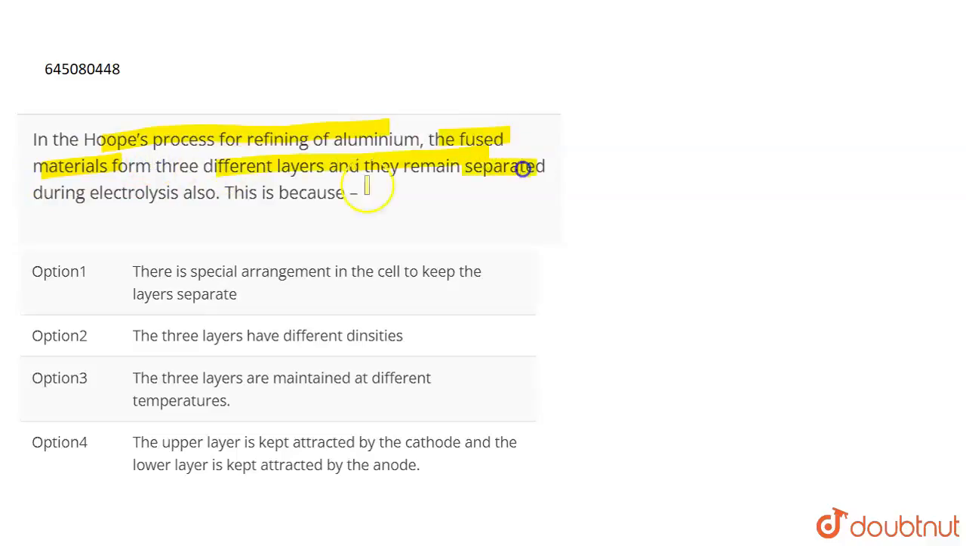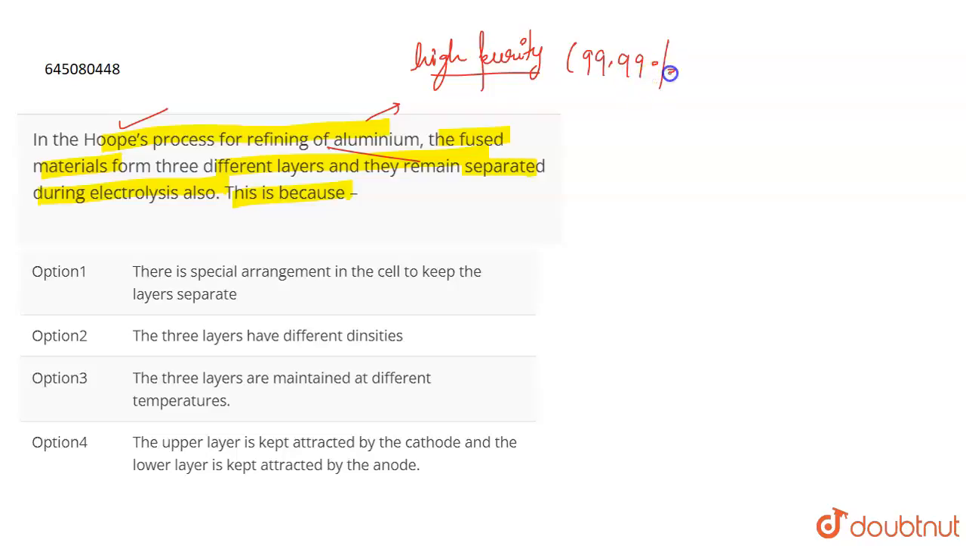The question is, in the Hoope's process for refining of aluminium, the fused materials form 3 different layers and they remain separated during electrolysis also. This is because... Now, if we talk about the Hoope's process, it is a metallurgical process for refining of aluminium, right? Aluminium with very high purity is obtained by this method, about 99.99% pure aluminium is obtained from this process, right?